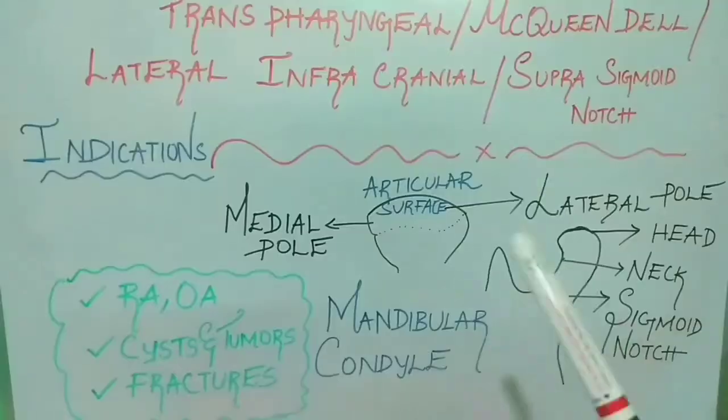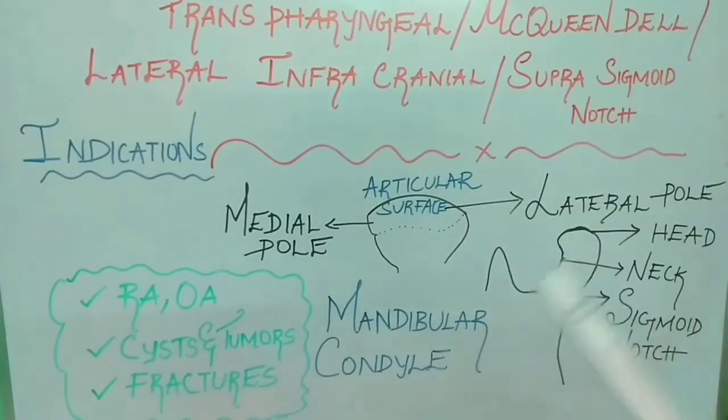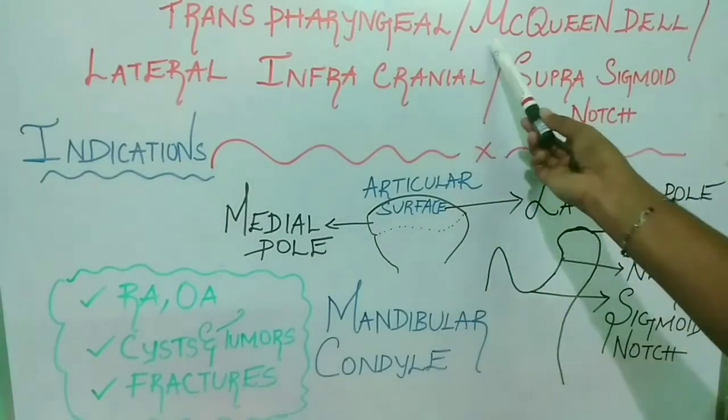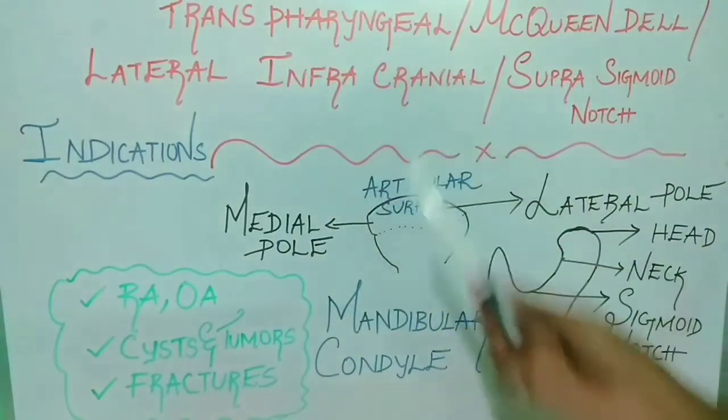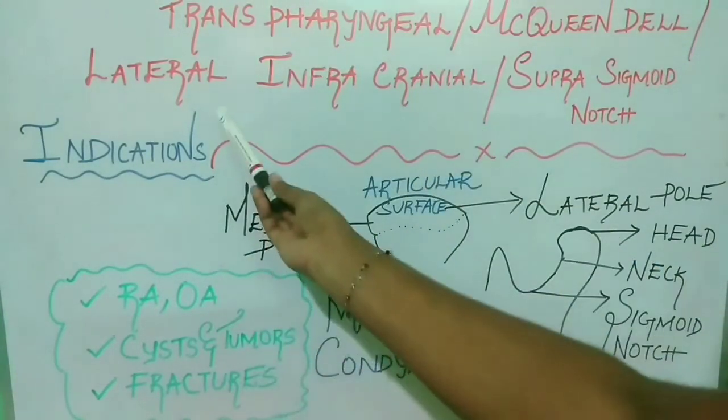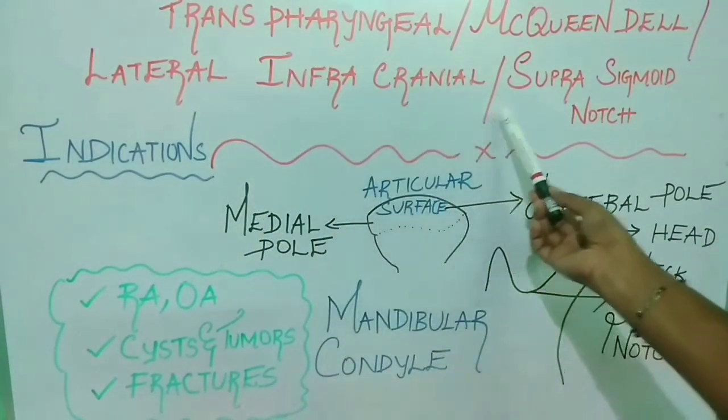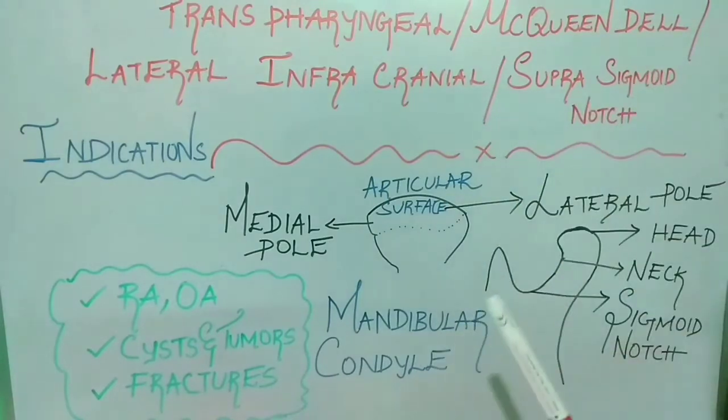We are going to study one of the most important extraoral radiographic techniques for the TMJ or condyle. That is nothing but the transpharyngeal projection. Based upon the direction of the central ray or X-ray beam, McCune-Dell's transpharyngeal projection is also known as lateral infracranial or suprasigmoid notch projection. This projection is exclusively for the mandibular condyle.